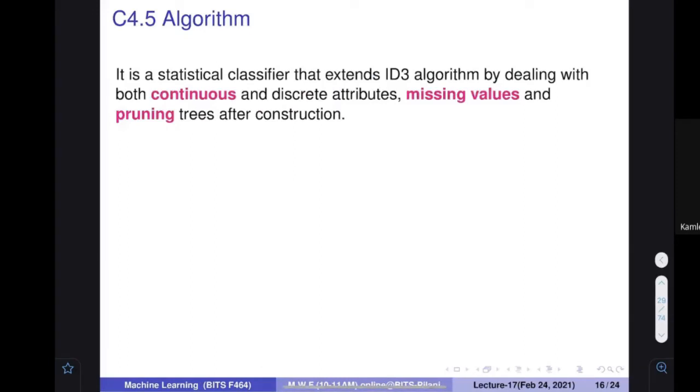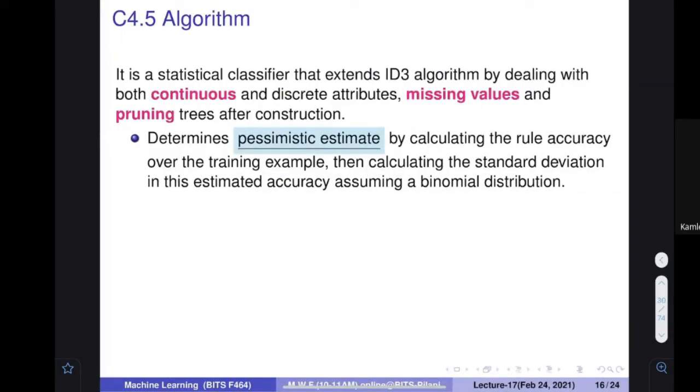So the C4.5 algorithm that I have just named can handle continuous values and missing values, and it can apply pruning to trees after construction. One way is a rather strange idea, a pessimistic estimate. Again, it is the same thing that we have talked about.